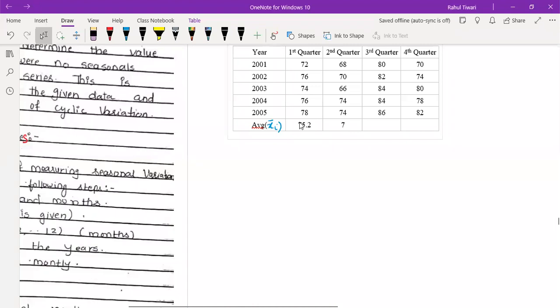So it could be 70.4, 76.8, and sorry, 70.4, this one is 83.2, and the last one is 76.8.